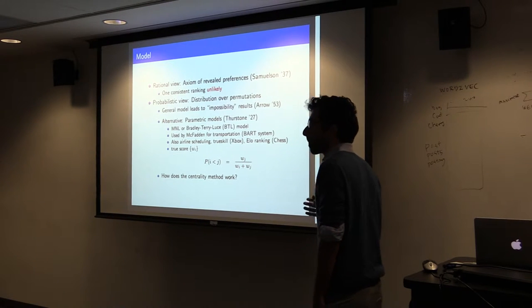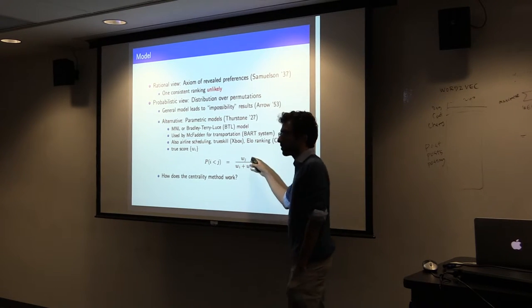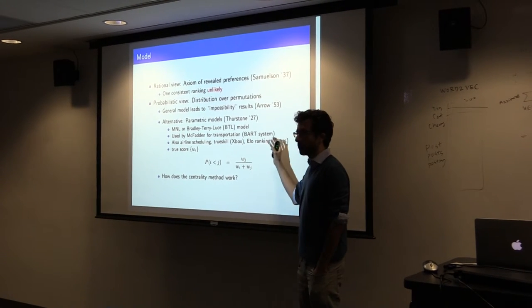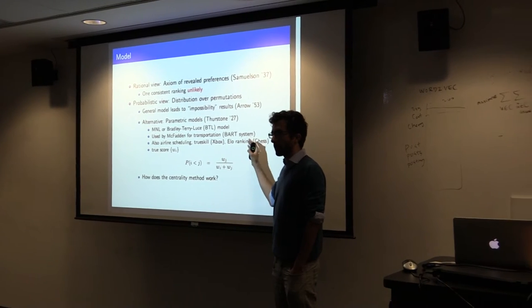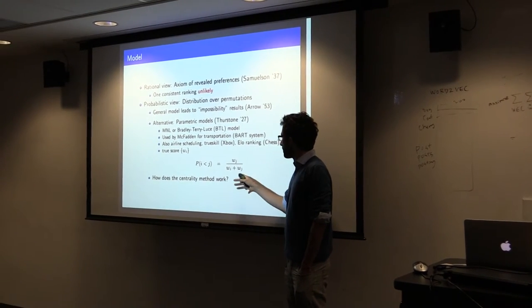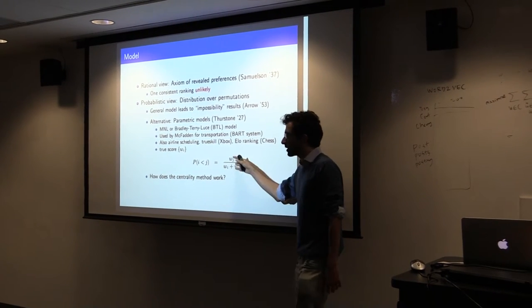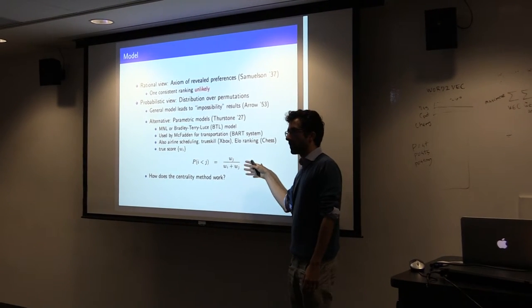So that's the MNL model? This is the MNL model. And if you know the Elo chess ranking system, whenever somebody beats somebody else, the update to their score is basically a stochastic gradient descent on this.